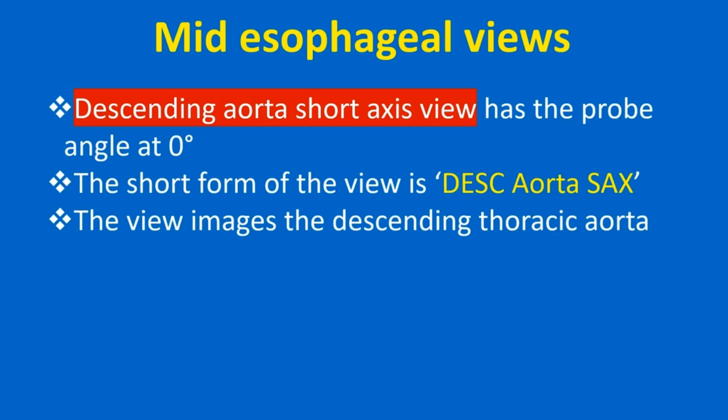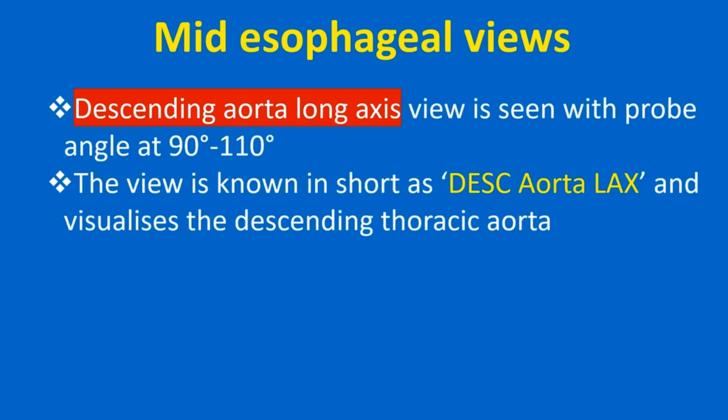Descending aorta short axis view has a probe angle at 0 degrees. The short form of the view is DES aorta SAX. The view images the descending thoracic aorta. Descending aorta long axis view is seen with probe angle 90 to 110 degrees. The view is known in short as DES aorta LAX and visualizes the descending thoracic aorta.